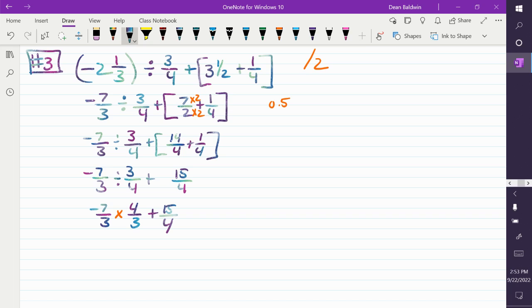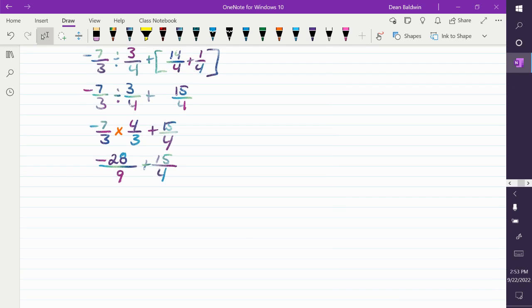And then how do you multiply fractions? Cross, or canceling out. Negative 7 times 4, negative 28 over 9. Can I simplify the 28 over 9? Is there anything that goes into both? No. And I made this question up, so that's why these are going to be ugly numbers.